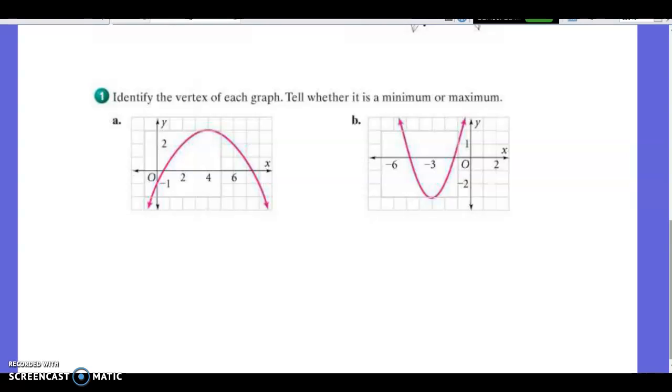These two say identify the vertex of each graph and tell whether it's a minimum or a maximum. So if you can see on this graph, this point right here, and the lines kind of got blocked out a little bit, but here would be the vertex, the top part of that, and because it's a top, that would be the maximum of that graph. So we know this is a max for telling whether it's a minimum or a maximum.